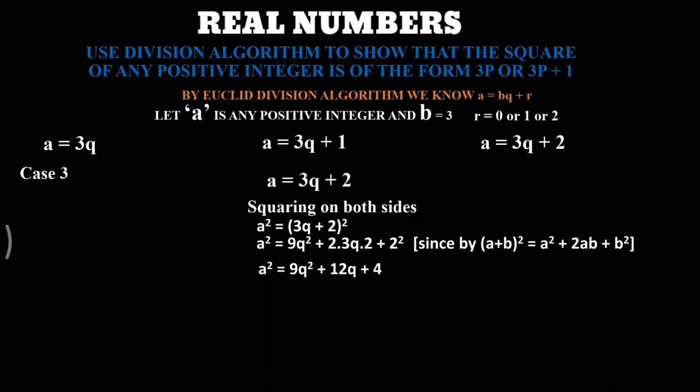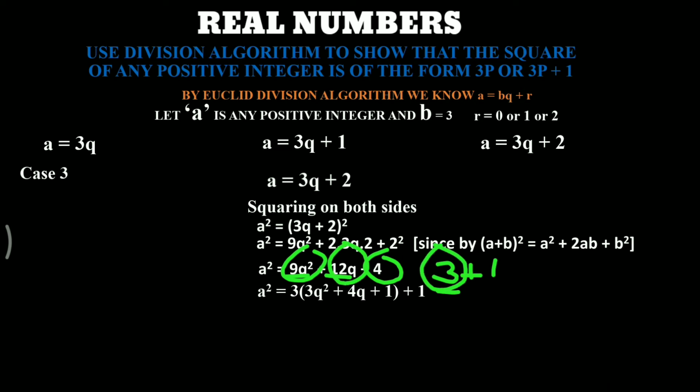Next I am going to simplify further. So here what I did is 4 can be written as 3 plus 1. And if you observe the first two terms, 9q square and 12q, 9, 12, both are multiples of 3. And here 4 I have written as 3 plus 1. So 3 is also a multiple of 3. So from these 3 terms, that is 9q square and 12q and 3, you can take 3 common. So if you take 3 common, you will get like this, 3 of 3q square plus 4q plus 1.